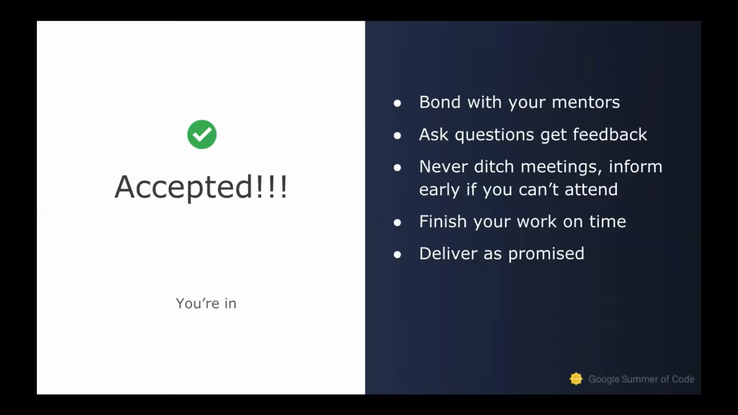And when you get accepted for this, what do you have to do? The main thing is you need to bond with your mentors. They are friendly and you can talk with them about anything. You can ask questions and get feedback on any issues. When you are setting up the project or planning things, you can talk with them about anything. And don't miss the meetings, and if you can't attend a meeting, tell them earlier.